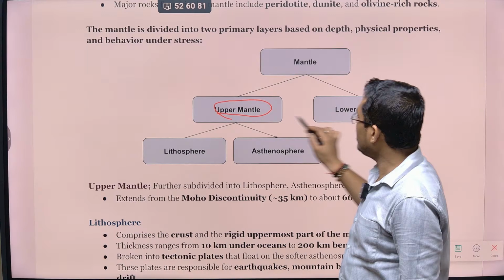Lithosphere means rock sphere, and this lithosphere is not a single block, rather it is divided into multiple plates called lithospheric plates. The crust plus this much portion is called the lithospheric plates, and these plates are floating above a soft layer called the asthenosphere. On top of this soft layer the lithospheric plates are moving from one region to another.